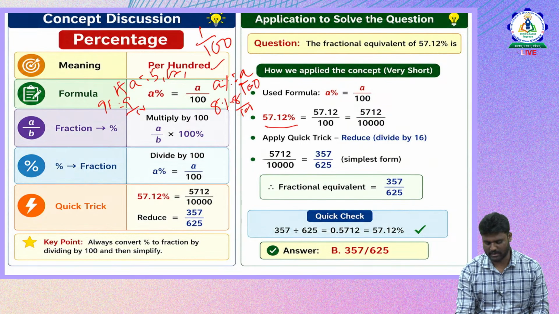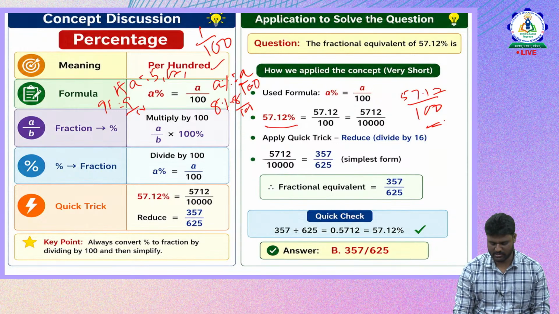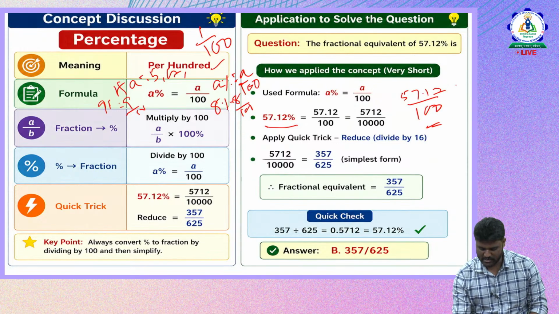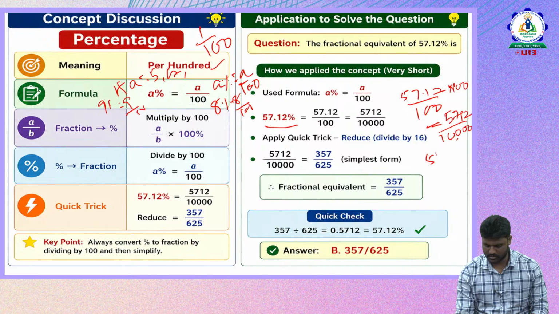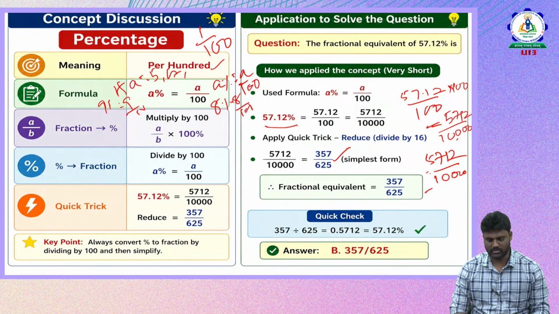Now in the question they have given 57.12%. So we can write it as 57.12 by 100. To remove the decimals, we multiply with 100, so it becomes 5712 by 10,000. When you simplify 5,712 by 10,000, we get 357 by 625 in the simplest form.